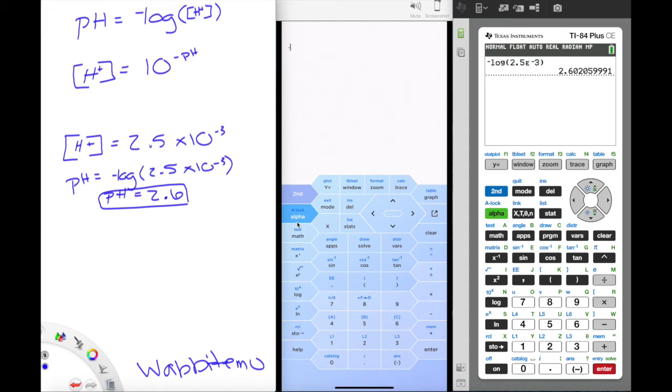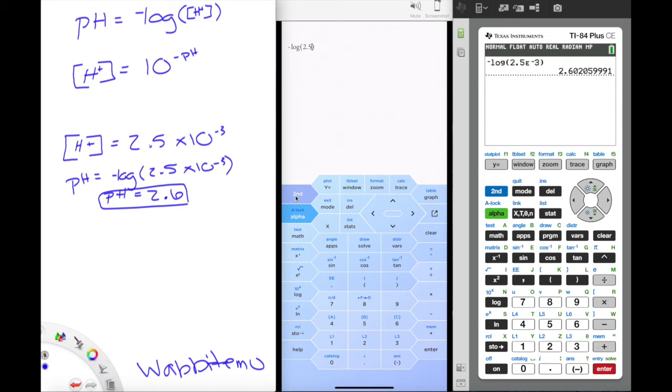And then I'm going to come up, where's log? Right here, I'm going to click log, negative log, and you'll notice this calculator goes ahead and puts both parentheses up here. So I just need to type in the rest of this calculation. So I'm going to put 2.5, and I also want to make sure that this is in scientific notation. So the EE button is right here in the same spot that it was in our other calculator, right above 7.